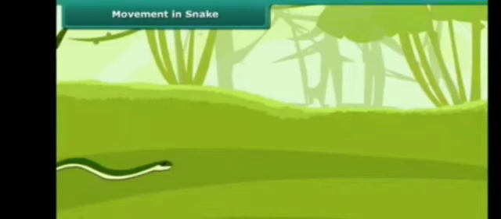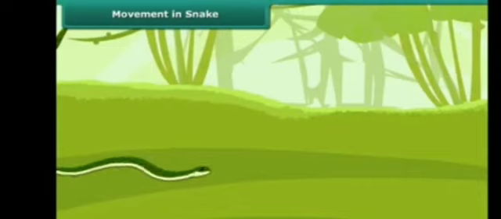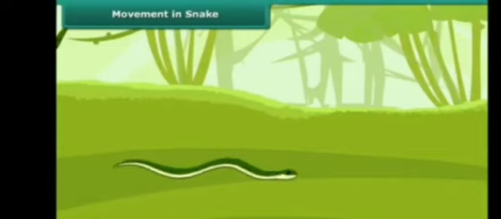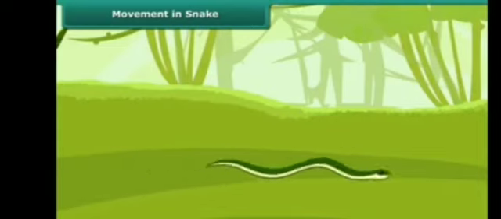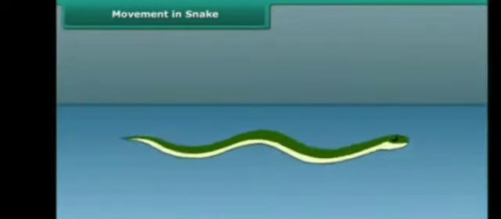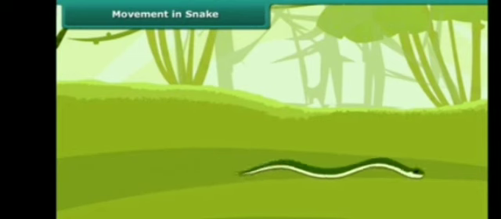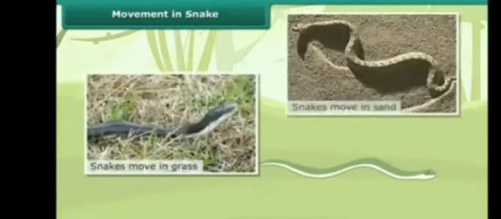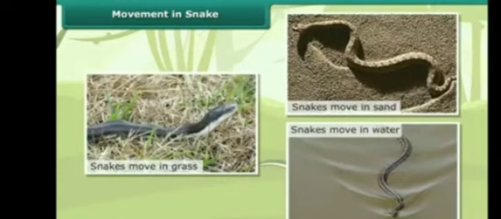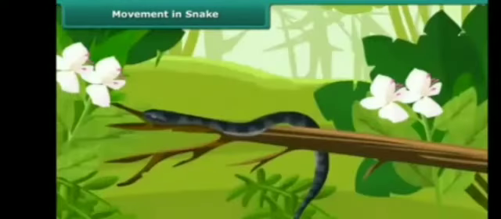Next is movement in the snake. How does the snake move? A snake moves easily on a rough surface, but it finds difficulty moving on a soft surface. A snake has a long backbone. They have many thin muscles. Snakes move very easily on the grass and they find difficulty moving on the sand.